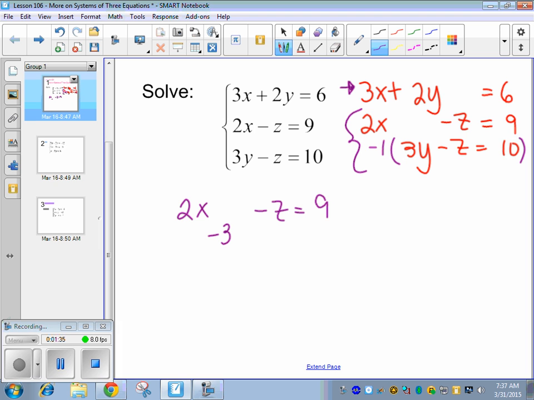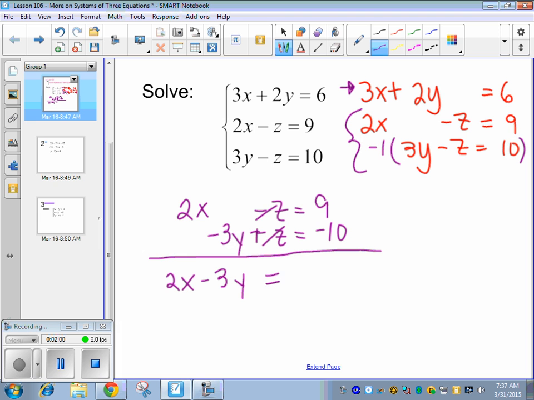So now I have negative 3y plus z equals negative 10. So when you add, the 2x doesn't have anything to add with, so we're just going to do 2x. And the negative 3y doesn't have anything to add with, so I'm just going to do negative 3y. The z's cancel here. And 9 minus 10 is negative 1. So what happens is I now have an xy equation, and this one up top is an xy equation. So I'm going to line it up here.